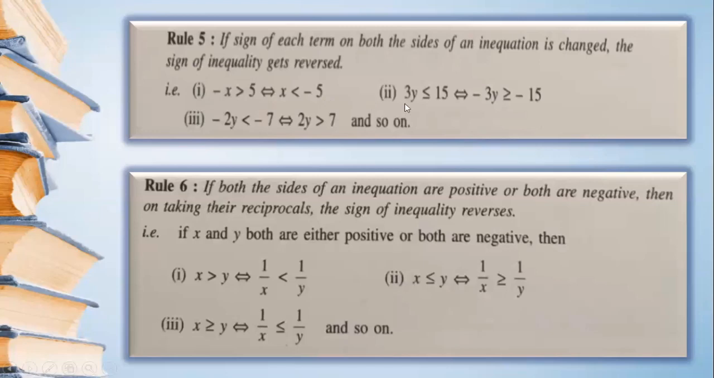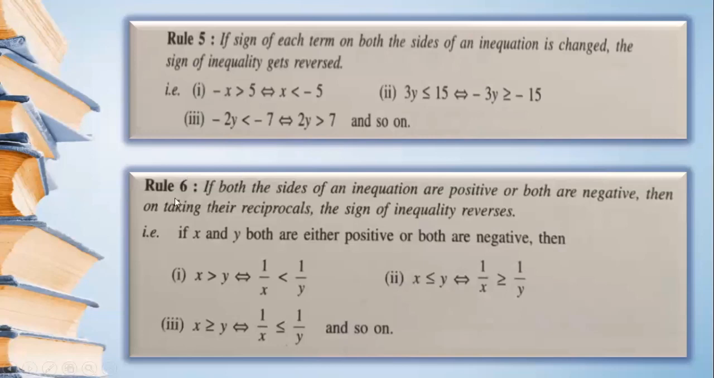If we have 3y less than or equal to 15, on changing the sign on both sides, we get minus 3y greater than or equal to minus 15. This is the reverse of the initial inequality sign. Minus 2y less than minus 7. So if we change both the terms to positive, then again the sign of inequality will reverse. So here we have less than, here it will be greater than. So we will get 2y is greater than 7 and so on.